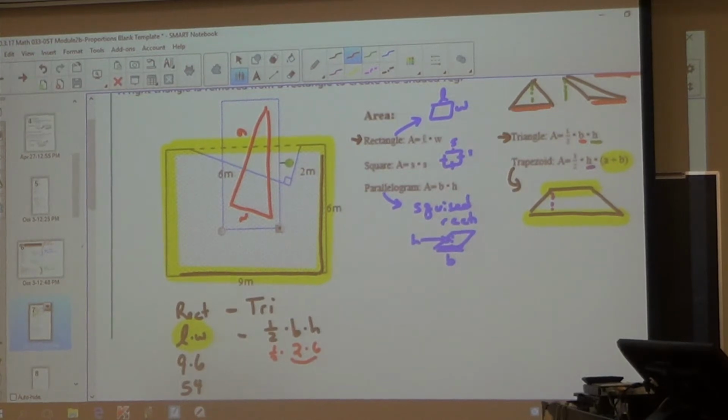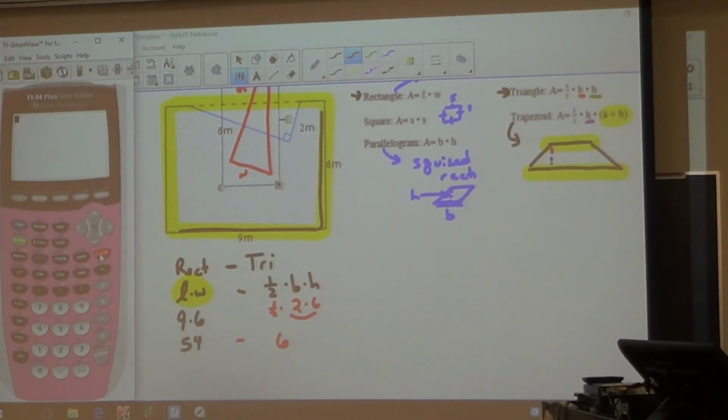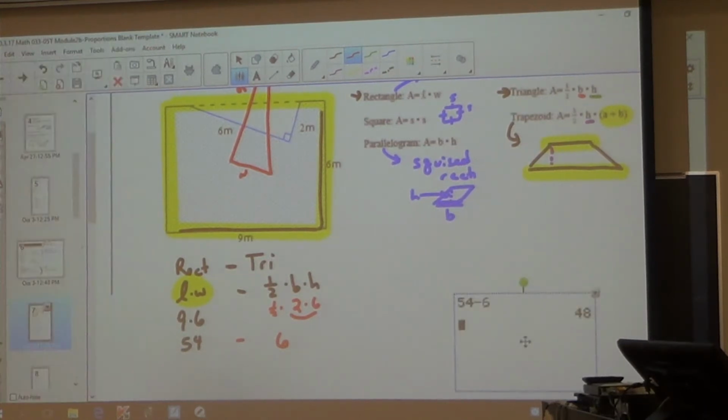2 times 6 is 12, half of that is 6. So the area of the yellow is 54. The area of the triangle is 6. So I go to my calculator and I'm going to do 54 minus 6. 48. And because I'm doing area, what kind of unit should I have? Square. Square meters. It looks more intimidating than it is.